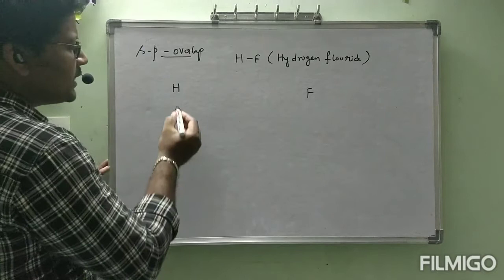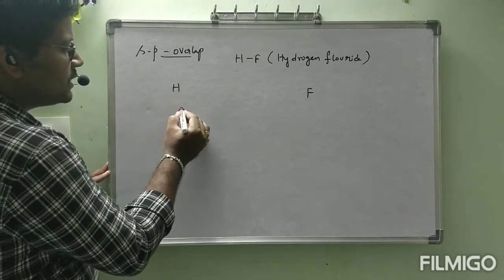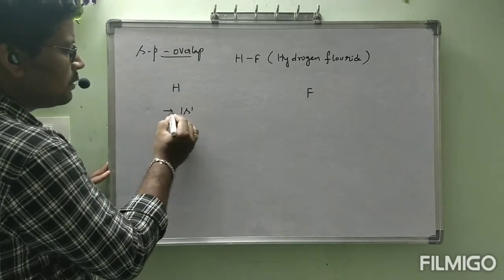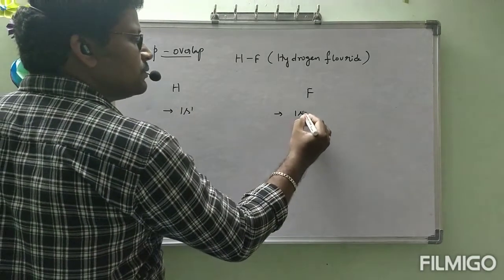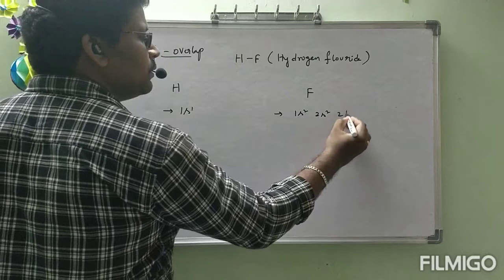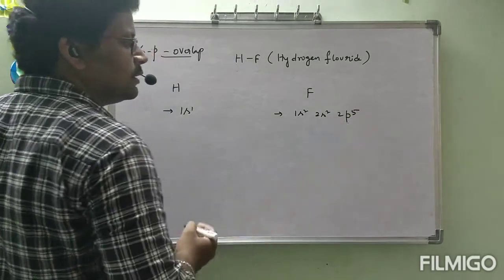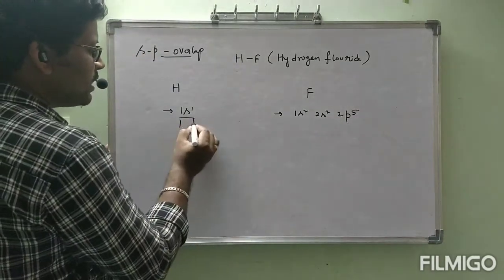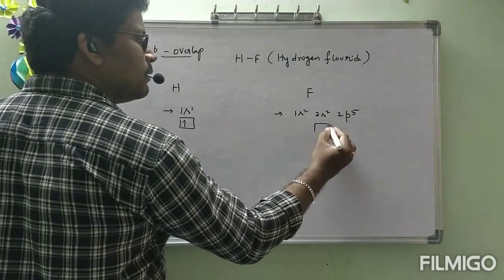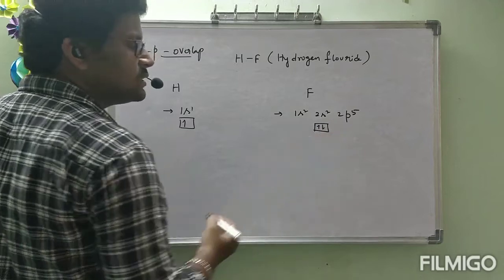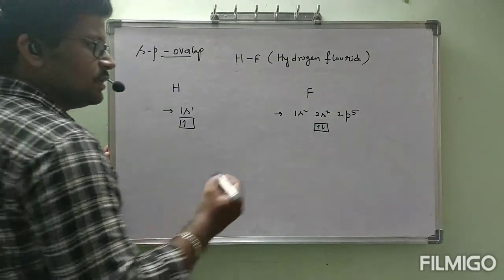What is the electronic configuration of hydrogen? 1s1. What is the electronic configuration of fluorine? 1s2, 2s2, 2p5. I am writing with the help of orbital boxes also, only for the outermost electrons.